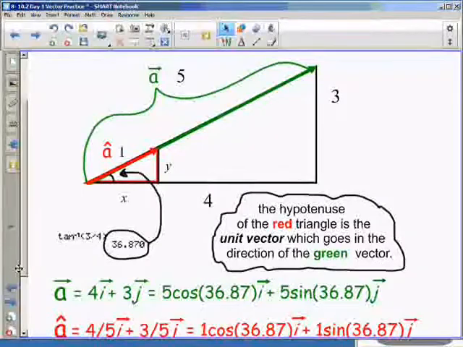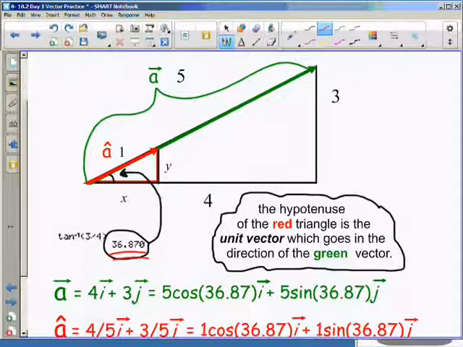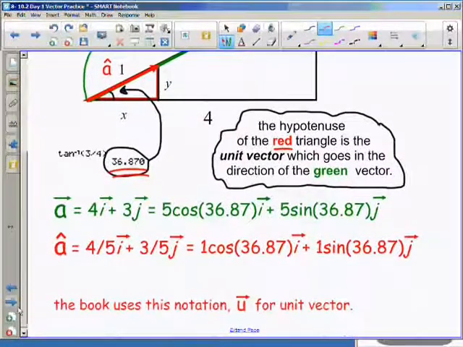In this case, 36.87 is the angle. And you might get familiar with that with a 3, 4, 5 triangle. These angles show up a fair amount. And a note to make is that the hypotenuse of the red triangle is the unit vector, which goes in the direction of the green vector, but is not 5 units long. It's only 1 unit, and that was that length we wanted to have.